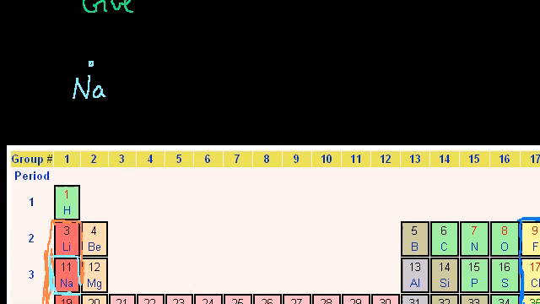And then chlorine looks like this. Chlorine has 7 valence electrons: 1, 2, 3, 4, 5, 6, 7. So what happens is this guy wants to escape. This little blue electron right here really wants to escape the sodium and essentially move into the chlorine.